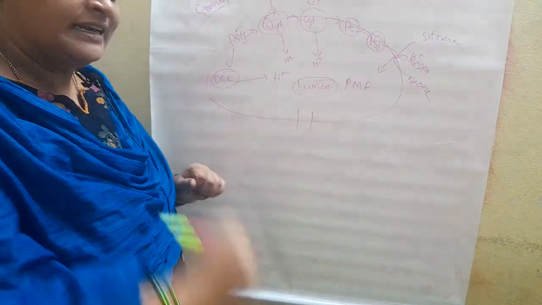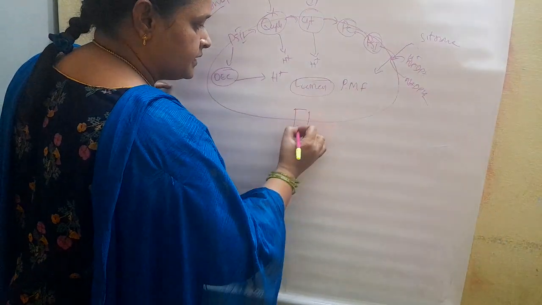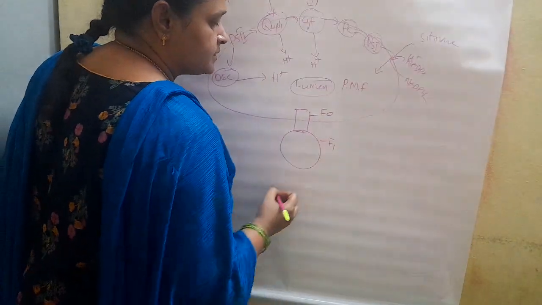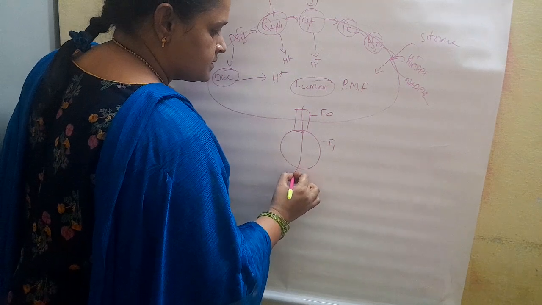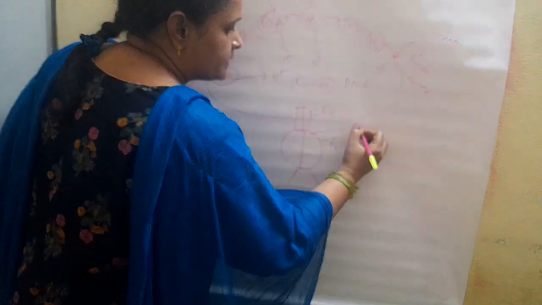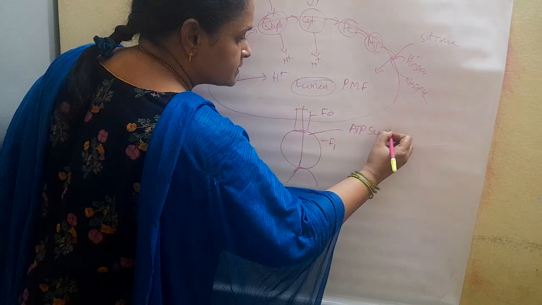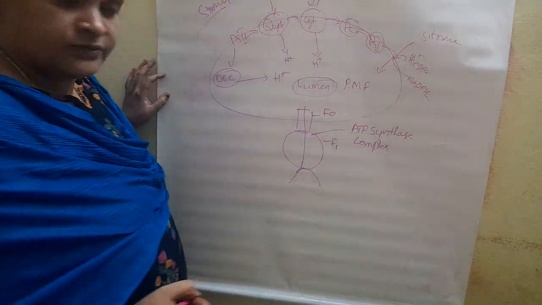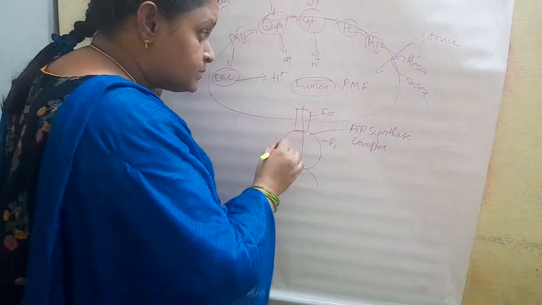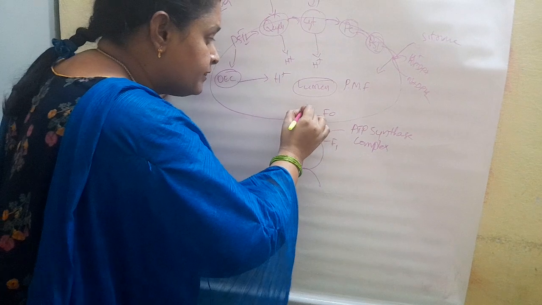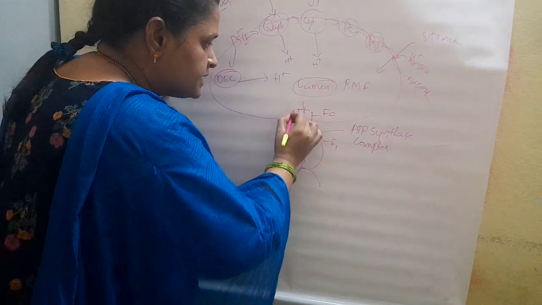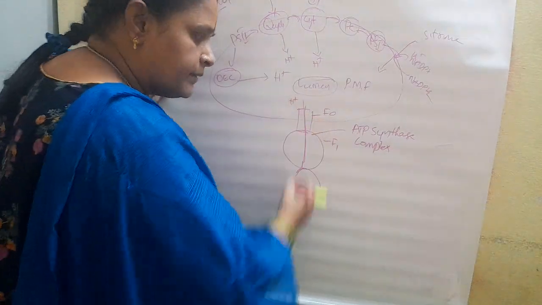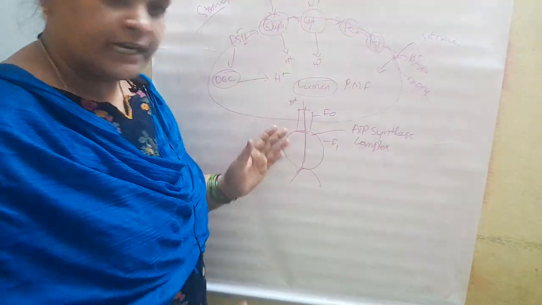So here one channel is there, that is the F0 F1 complex. This is also called the ATP synthase complex. The F0 F1 complex is there. This proton motive force helps in the movement of H plus ions from the thylakoid lumen to the stroma side, right? So they are coming out through the ATP channel.